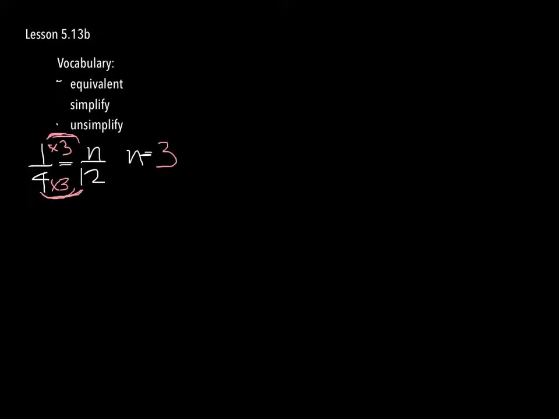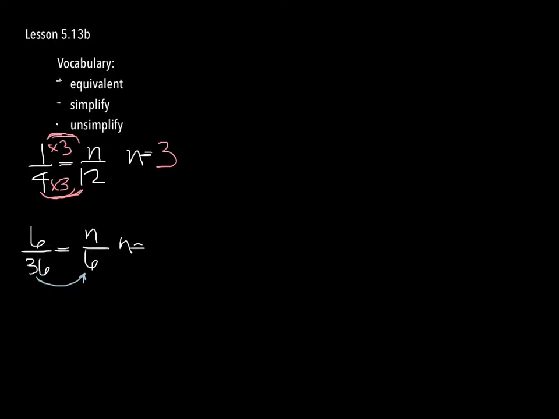Let's look at another problem here. 6 over 36 is equal to n over 6. In this case, we're looking for n once again. Now, 5th graders, we've gone from a larger number to a smaller number, which means we're going to find an equivalent fraction, but we are going to simplify.